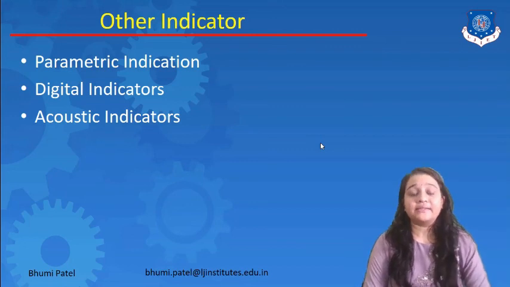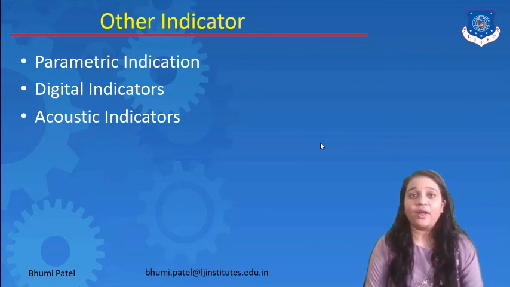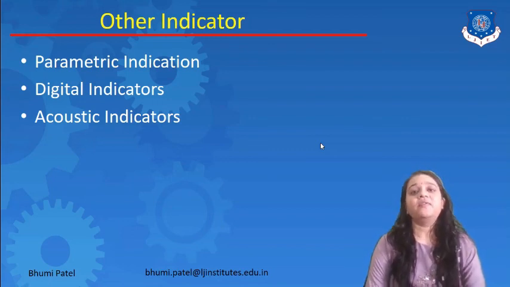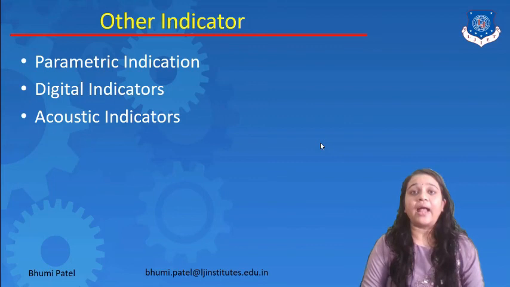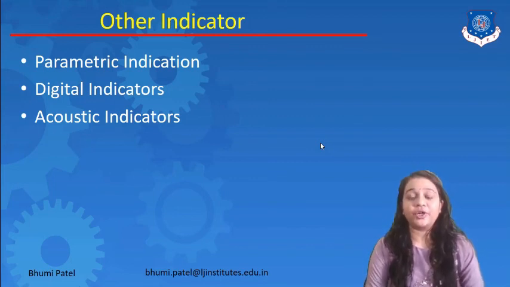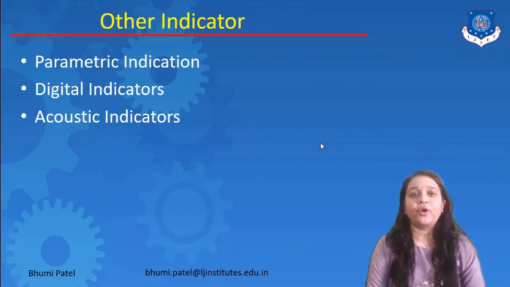Now in the next session we will study the different types of recorders and annunciators in the instrumentation panel. In the recorder we will study two types of recorder, analog recorders and digital recorders, and in the annunciator we will study the different alarm annunciator systems used in different control panels.